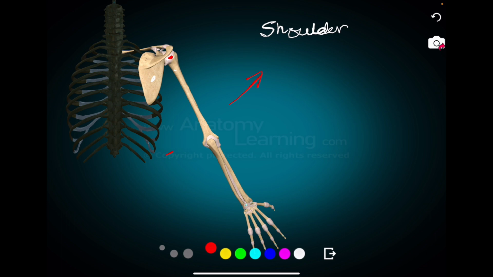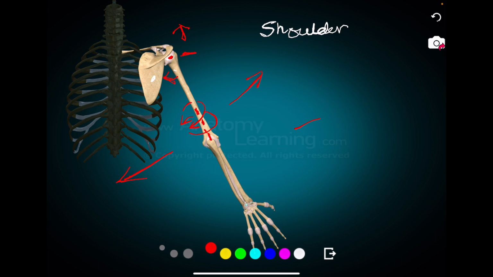The second is adduction. The third is internal rotation. The fourth is external rotation. And this is on the supero-inferior axis, on this axis. And then on the side-to-side axis, there can be a flexion or an extension.